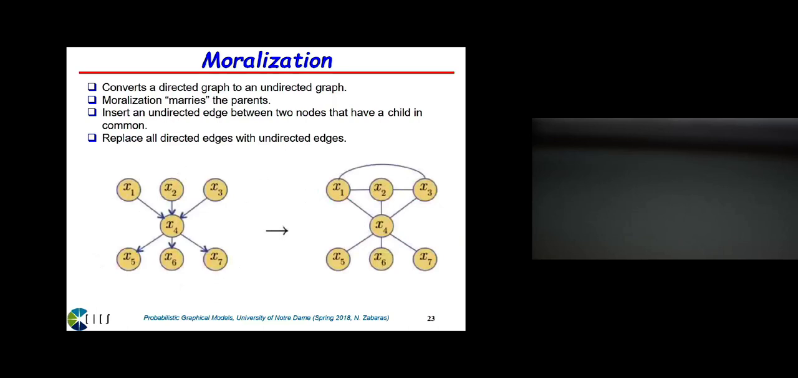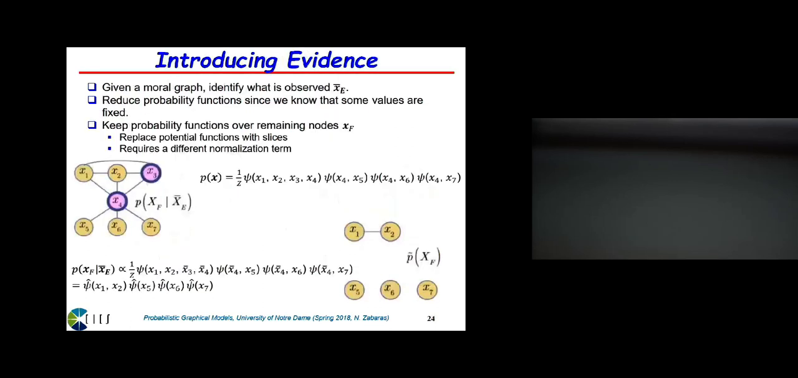This is a little bit more complicated example. X4 has three parents, so you have to marry all of them. It's not sufficient to marry X1 and X2. You might say if X1 is the husband of X2, and X2 is the husband of X3, then X1 is the husband of X3, right? No, they have to have an individual certificate of marriage here. So we need to connect X1 and X3 also, okay? And this is how the undirected graph would look.